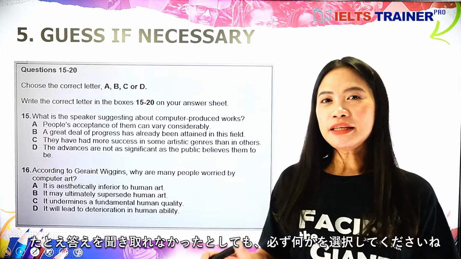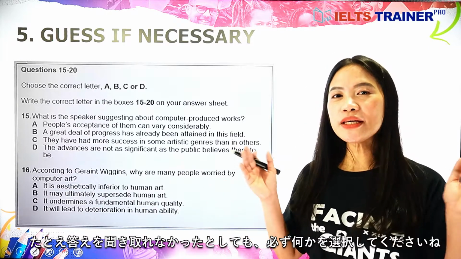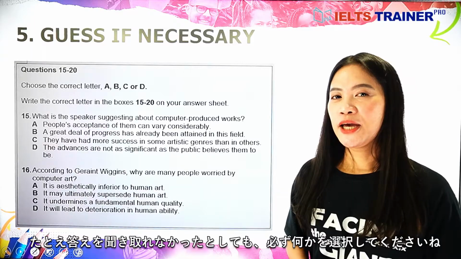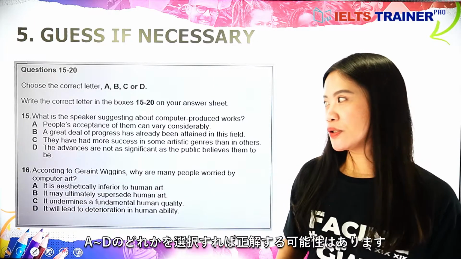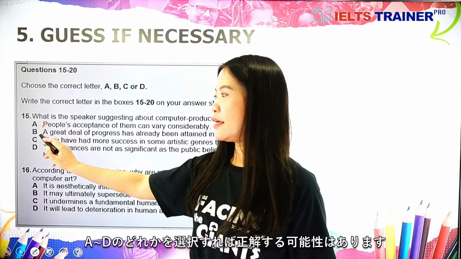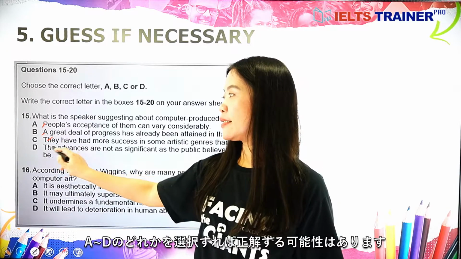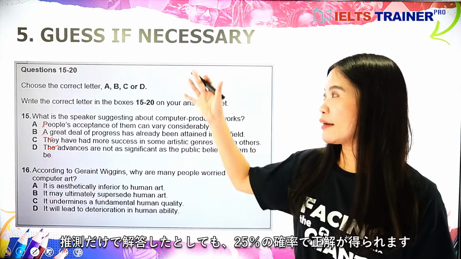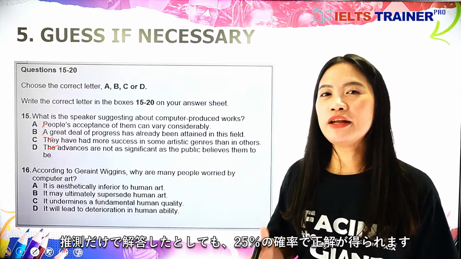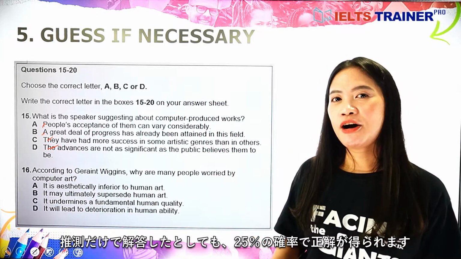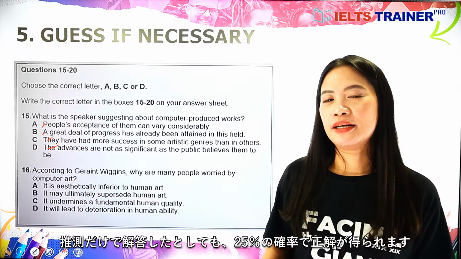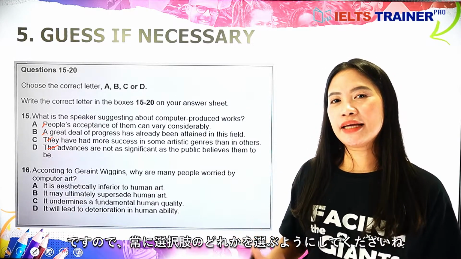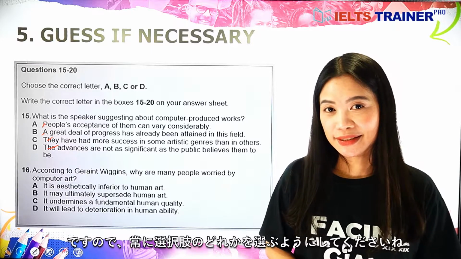Well, if you didn't hear the answer, always choose an answer. You still need to choose A, B, C, or D. If you write nothing, guaranteed 0. If you make a guess, you have a 25% chance of getting the correct answer. So always choose an answer for multiple choice.